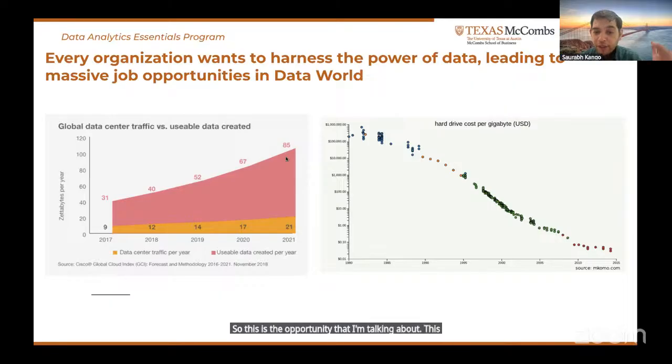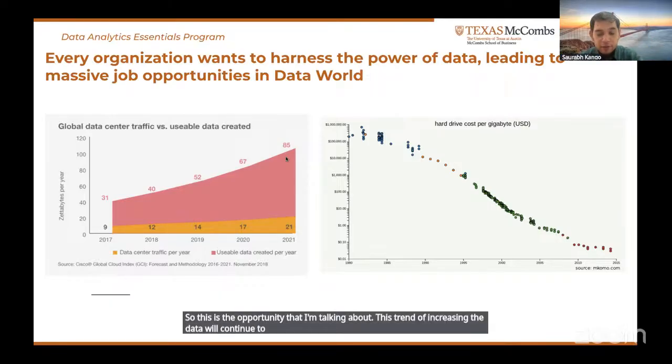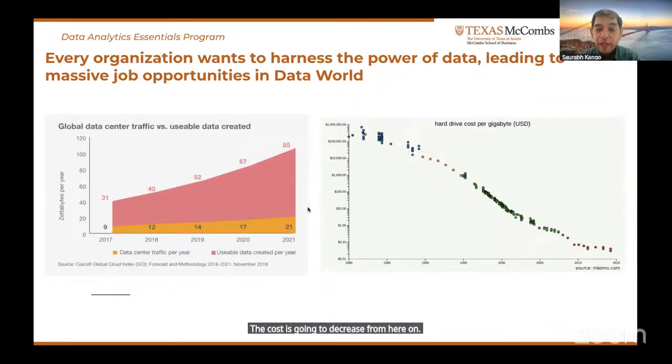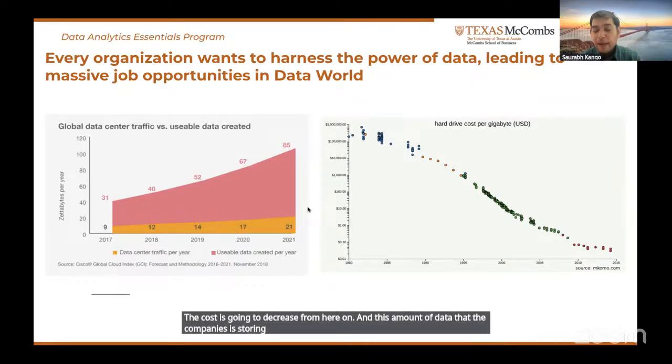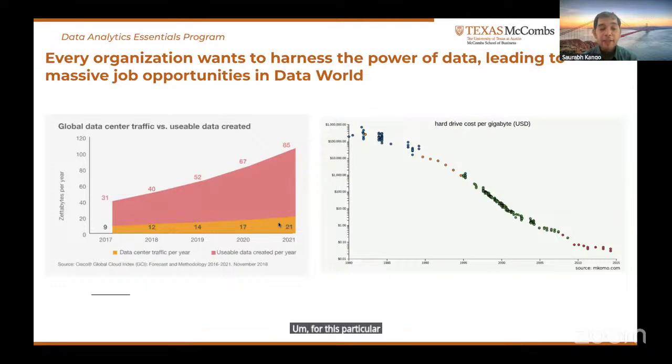This trend of increasing data will continue for the next 10-15 years. The cost is going to decrease from here on, and the amount of data that the companies are storing is going to increase massively. And hence, there is this opportunity that we need to tap into, wherein we can utilize this particular data, which is just 1/4. Right now, if you aggregate all the companies' data and see how much they're utilizing for this particular analysis, it is just 1/4. Yeah, this is the area chart. Right, very good. So that's what is happening, and this is the opportunity that we need to tap into.